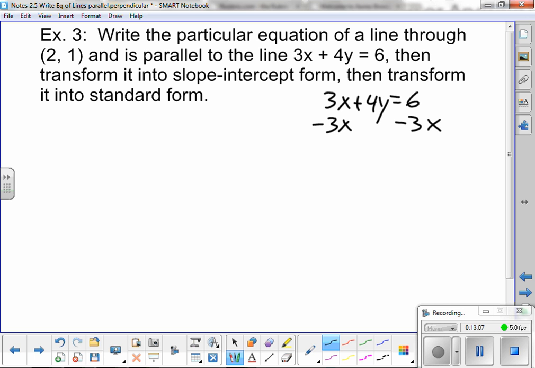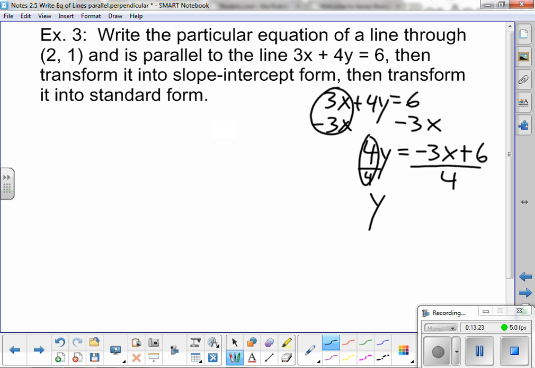So you subtract 3x, so you make a 0 there. That goes away because it's the identity. Equals negative 3x plus 6. Now we're going to divide both sides by 4. It's a 1 equivalent. 1 times y is y. So it's going to be negative 3/4 x. 6 over 4 is going to turn to 3 over 2.